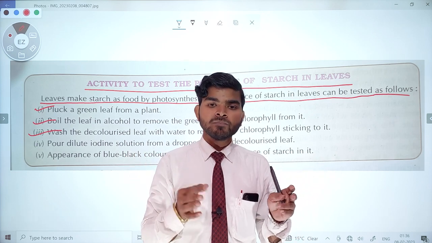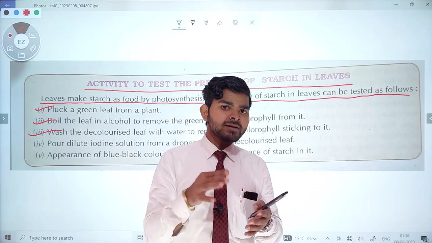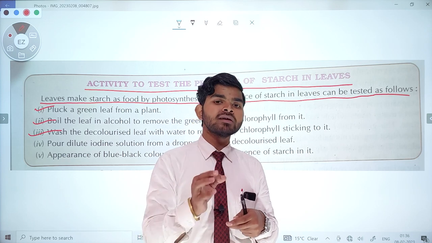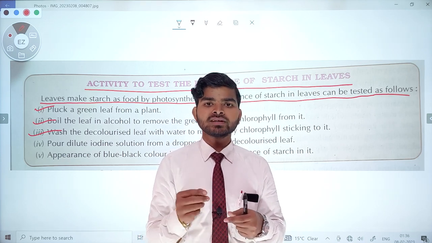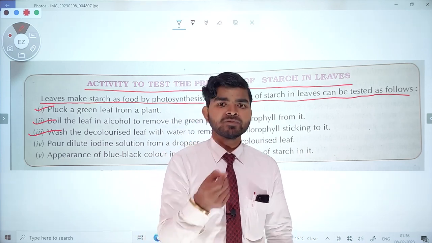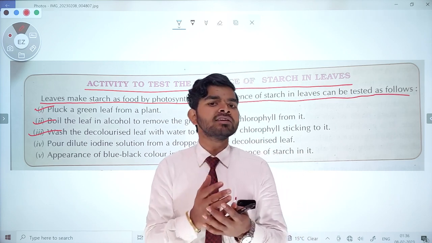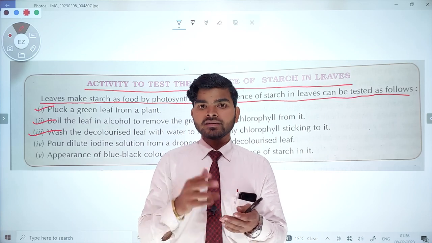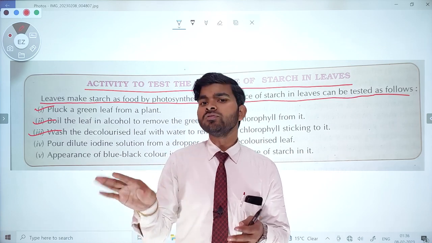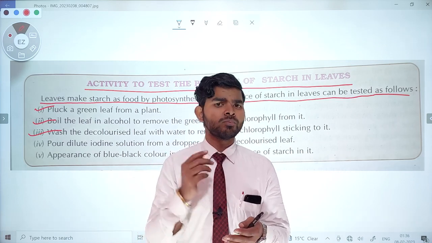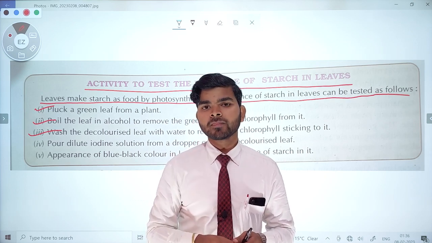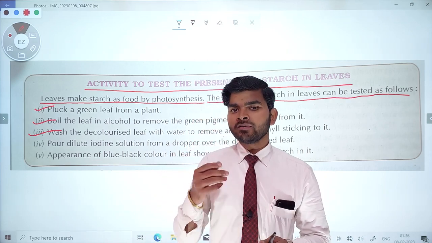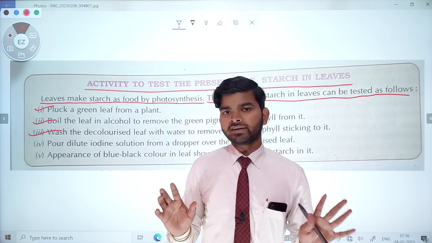And then we wash that boiled leaf in water so that any amount of chlorophyll that may be present on that plucked leaf will be removed after washing with water. That's why I am washing the leaf with water.